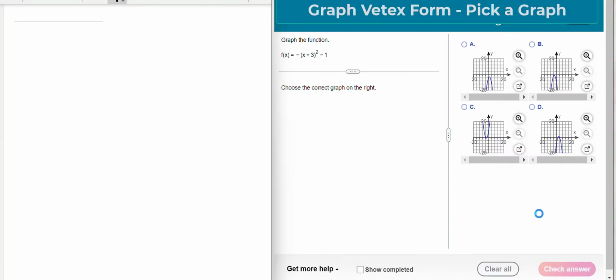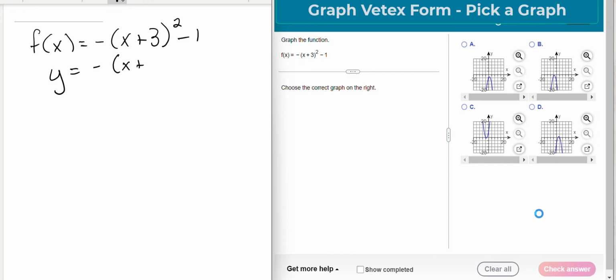Graph the function. Choose the correct graph at the right. So they've already graphed it for us, but let's write our function. F of x equals negative (x plus 3) squared minus 1. If you haven't learned function notation, it's the same thing as y equals negative (x plus 3) squared minus 1. Now let's write down our vertex formula. Y equals a(x minus h) squared plus k.